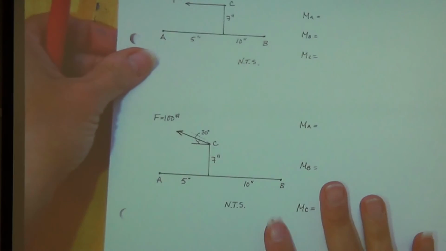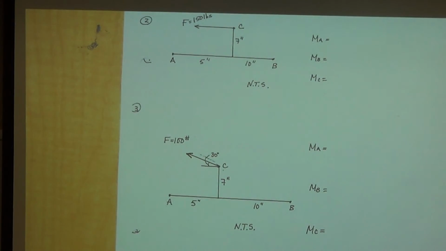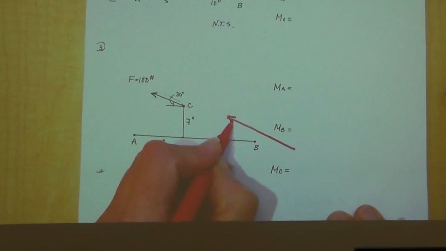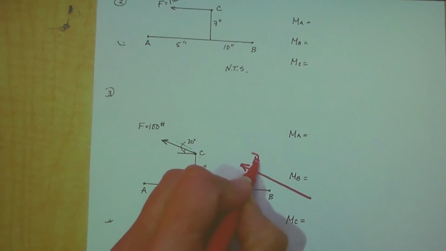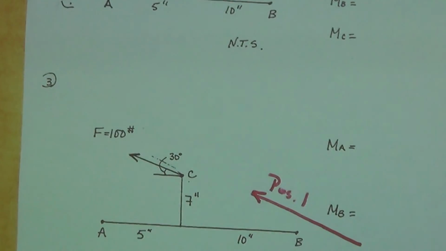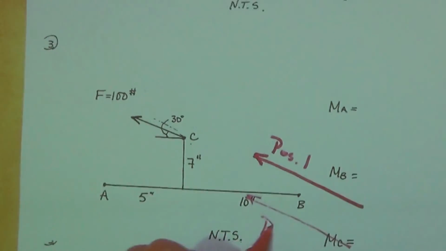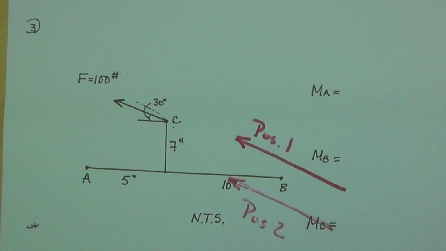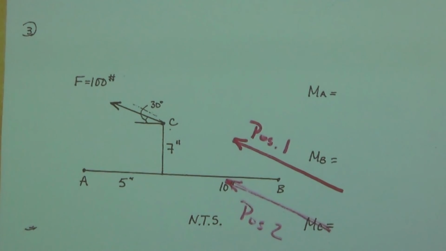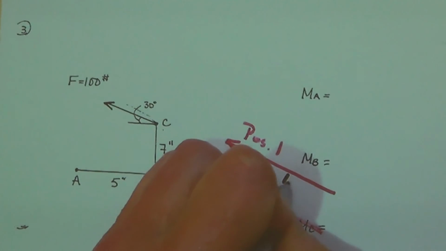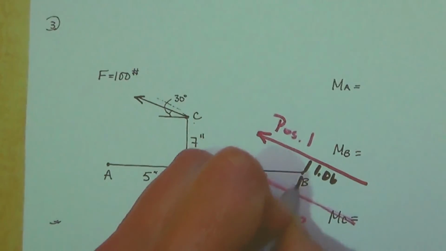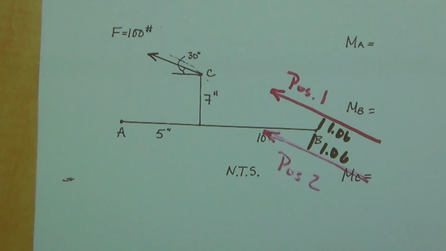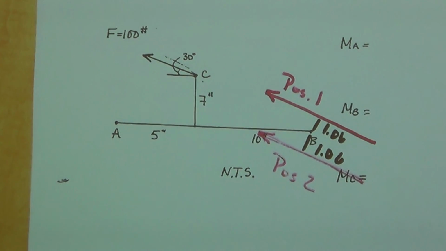Okay, talk with the person next to you and let me know, is the force above? Is it in position 1, or is it below, in position 2? Where is that perpendicular distance of 1.06? Is it here, or is it here? So talk with the person next to you.